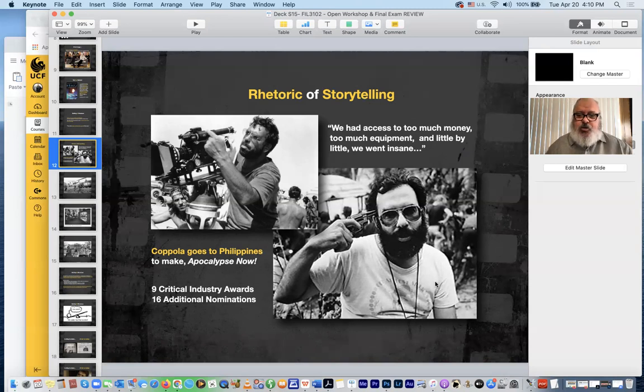He famously said they had too much access to money and equipment, and little by little they went insane, meaning that they took a bunch of crew and a bunch of gear and were funded very, very amply to go into the jungle and sort out a story that really hadn't been fully realized prior to production. And through collaboration and through rewrites and through complications due to production difficulties like weather and so forth, he learned some really valuable lessons about really needing to understand what your story is, where you're going with it at all times, and who your characters are and how they're going to evolve.